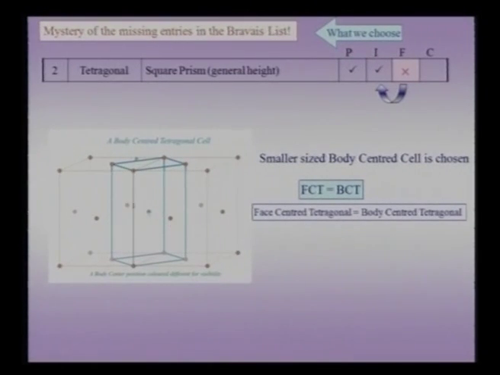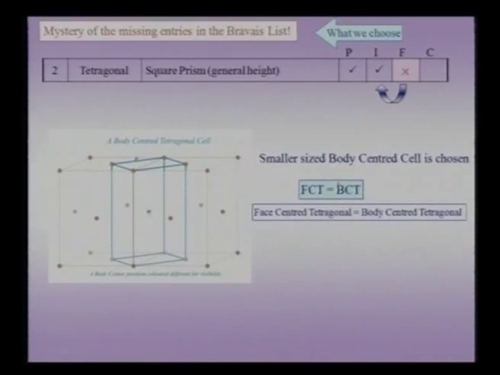Now, for such a face centered tetragonal lattice, I can go ahead and make an alternate choice of a unit cell, which like before happens to be this blue outline, and you can see that this blue outline has one point in the center, at the body center. That means that I can make an alternate choice of a unit cell for the face centered tetragonal case, and that alternate choice is a body centered tetragonal lattice.